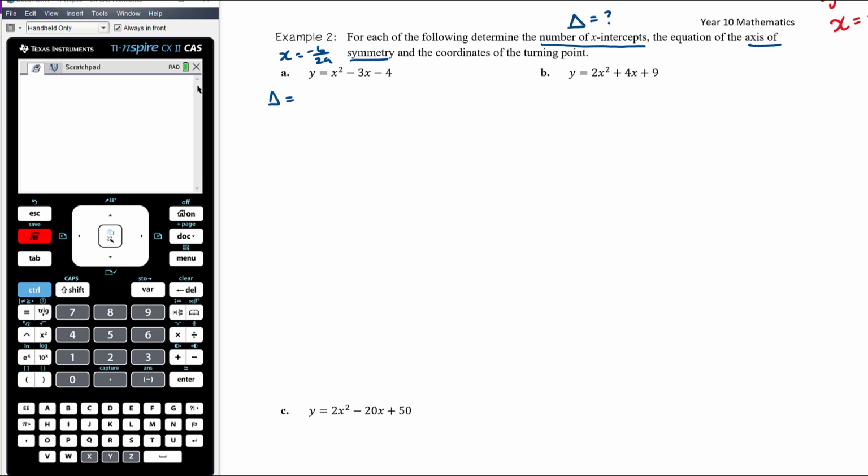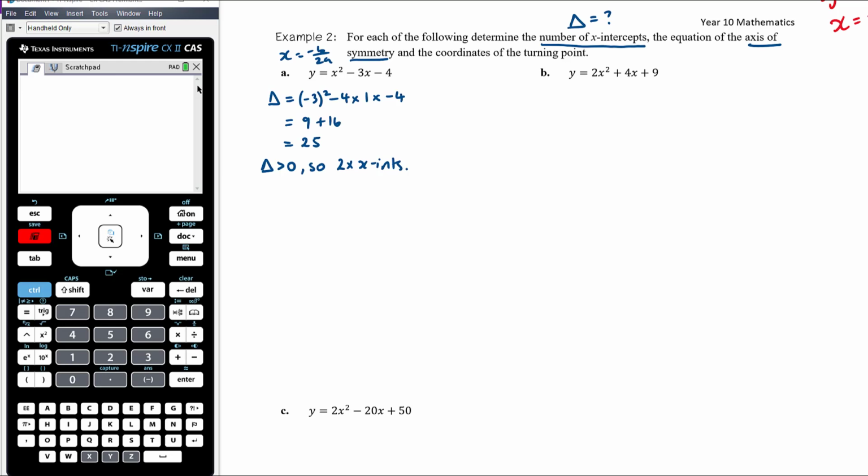So discriminant here is b squared, so negative 3 squared, minus 4 times a, which is 1, and times c, which is negative 4. So we've got 9 plus 16, and so the discriminant is 25. It's positive, so we have 2 x-intercepts. Okay, so that's the first part. Number of x-intercepts is going to be 2.